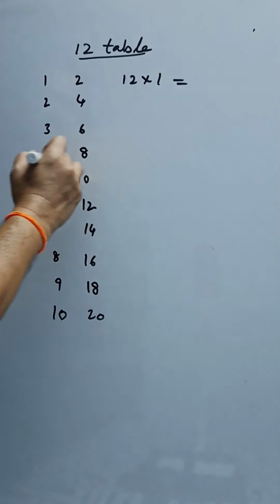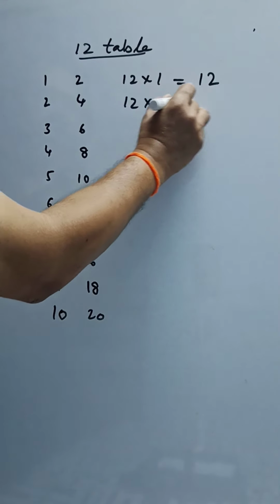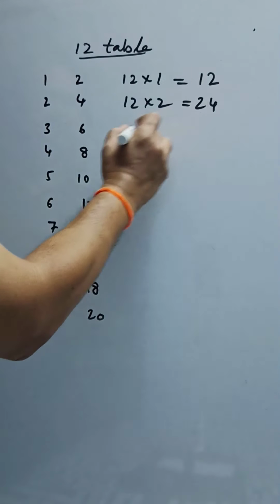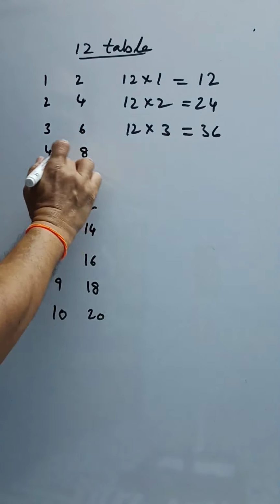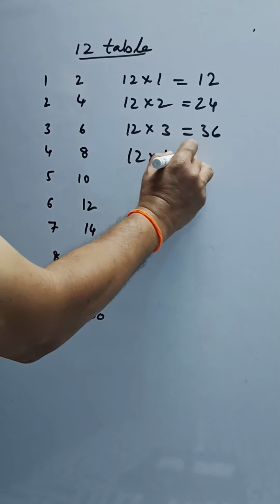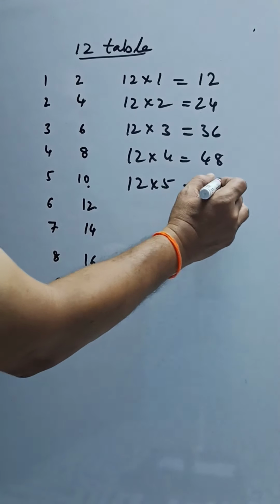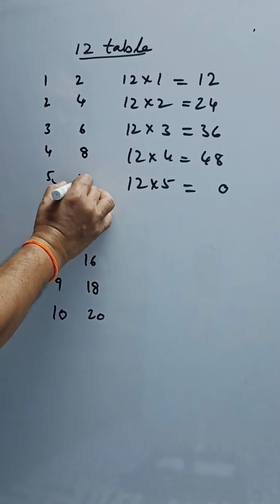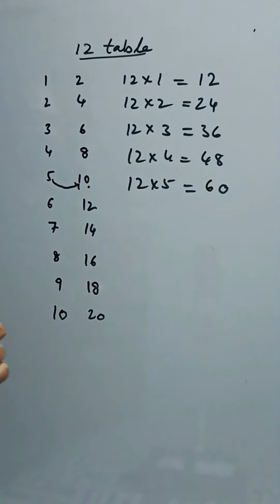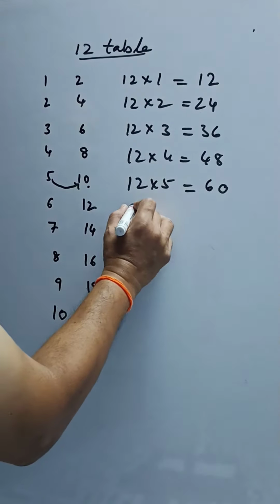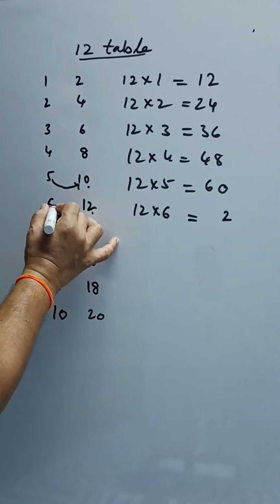Now how we are going to write the 12th table? 12 ones are 12 I want. 1 and 2, 12. 12 twos are 2 and 4, 24. To write 12 threes are 3 and 6, 36. To write 12 fours are 48. While writing 12 fives are, write this ones place as 0, add 5 and 1. 5 plus 1 is equal to 6. 12 fives are 60.